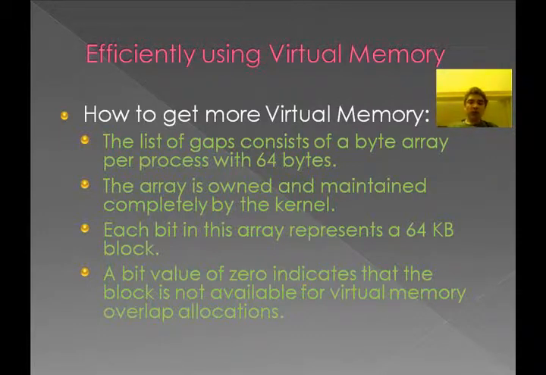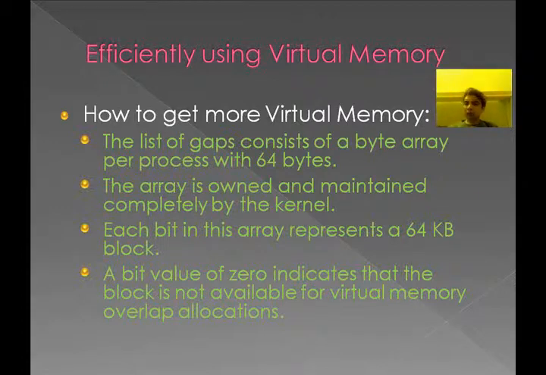So what does the kernel do? The list of gaps consists of a byte array per process with 64 bytes. The array is owned and maintained by the kernel. Each bit in this array represents a 64 KB block, so 64 multiplied by 64. This is a 64 byte array. If the bit is set to 0, it means that block is not available, and if the bit is set to 1, that block is available. That's the way it works for every process.